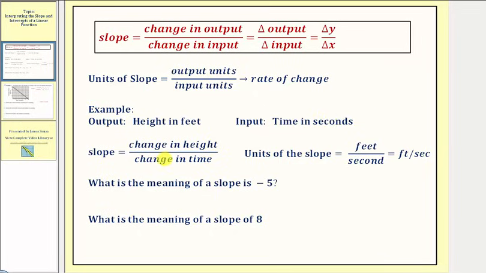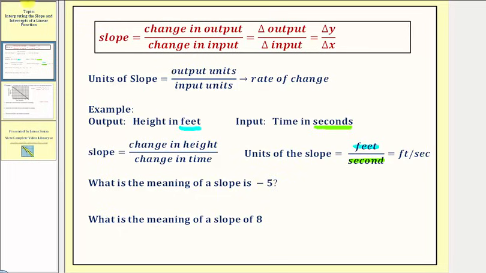But if we focus on the units of the slope, because the units of the output are in feet and the units of the input are in seconds, the units of the slope would be equal to feet per second, which is why the slope gives us a rate of change. Here the rate is in feet per second. So in this situation, if we had a slope of -5, let's explain the meaning of this slope.